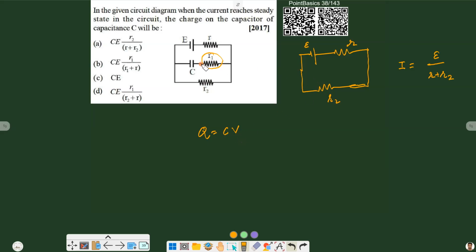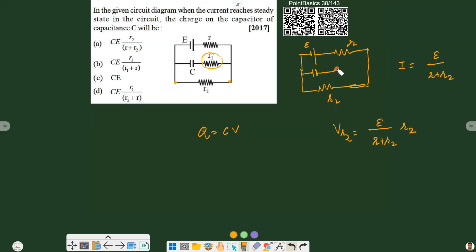Now, although there is no current flowing through this region or through the capacitor and resistance, there is still a potential drop across it. The potential developed across it will be equal to the potential developing across this resistance R2. That potential across R2 will be current times resistance, so E by R plus R2 multiplied by R2. So this will be the potential developing across this capacitor.